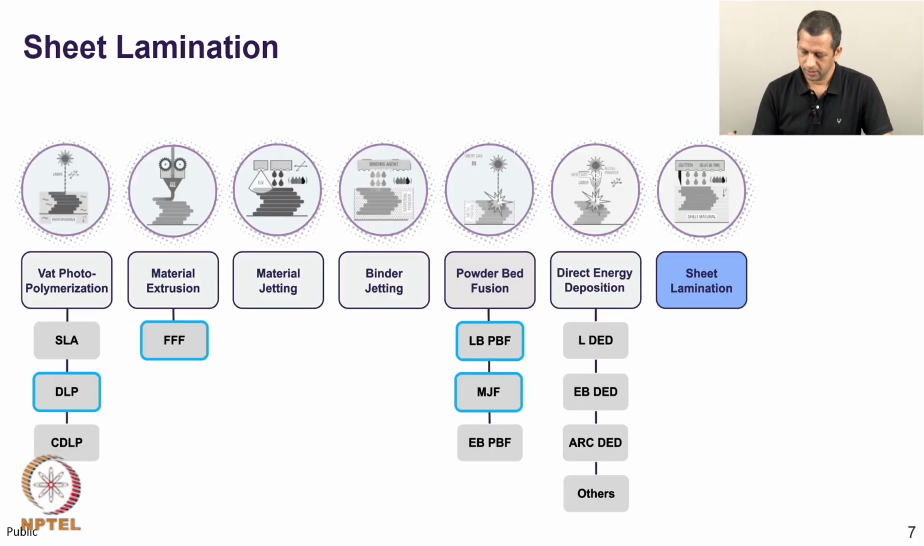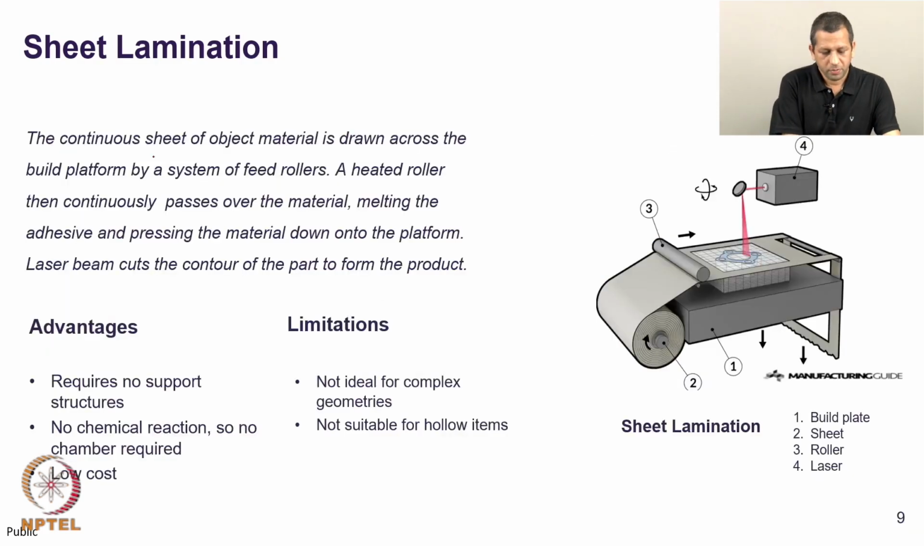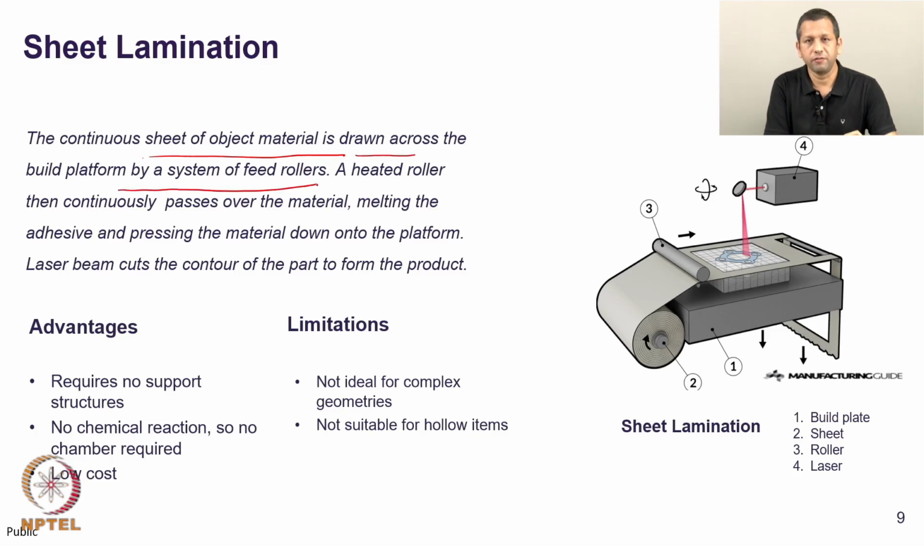Now we will talk about sheet lamination. The object, which is sheet, is drawn across a build platform, and that drawing process is done using a set of feed rollers or pulling rollers. There is an arrangement which can also cause heating of the roller, and ultrasonic waves can also be used through the same roller, so that using ultrasonic heating the alternate sheets can be joined, and this roller passes over the sheets to cause additive manufacturing.